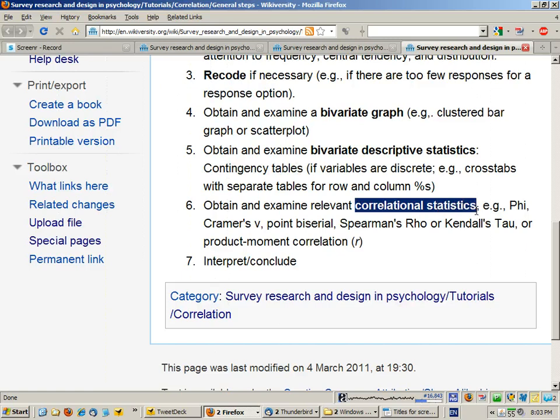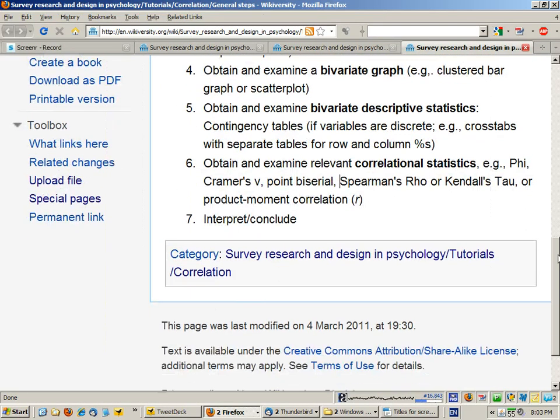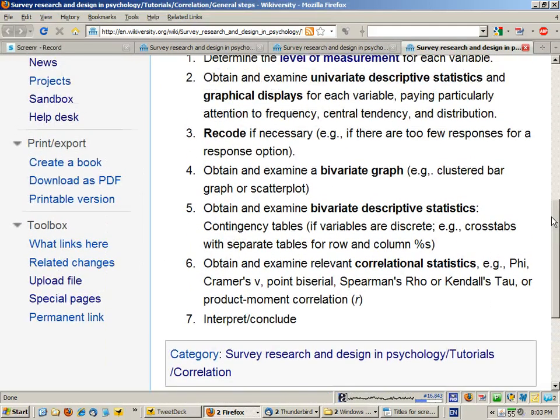Sixthly, we can get the correlational statistics, and depending on the level of measurement, that could be phi or Cramer's V for nominal by nominal data, point-biserial for dichotomous by interval or ratio data, Spearman's rho or Kendall's tau for ordinal by ordinal data, and probably most commonly the Pearson product moment correlation for interval ratio by interval ratio data.